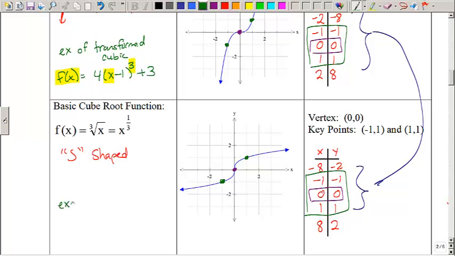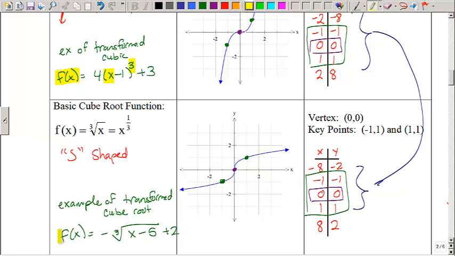And lastly, the example of a transformed cube root function would be f of x is equal to negative the cube root of x minus 5 plus 2.